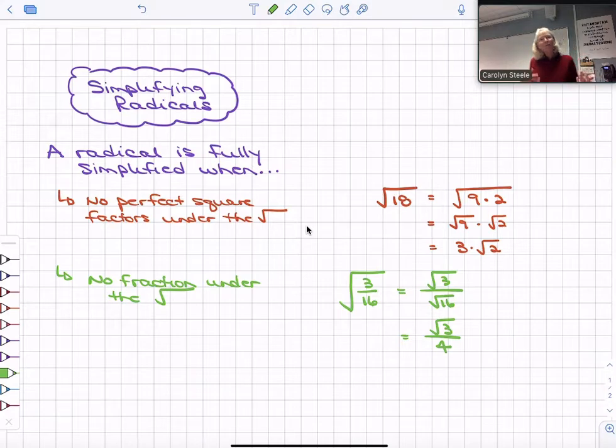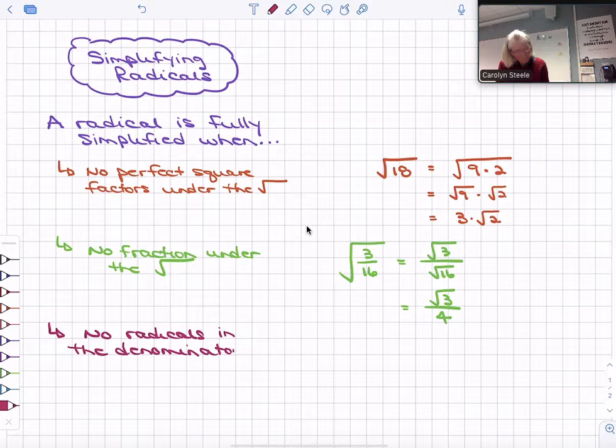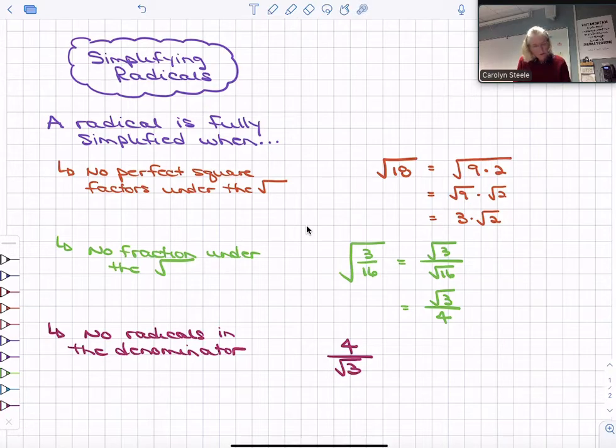Awesome. Now the last one is a little bit tricky, and it's the fact that we can't have any radicals in the denominator of a fraction. So let's look at that. So we'll say no radicals in the denominator. Let's look at an example for this. We have 4 over the square root of 3. Notice we have a radical in the denominator of our fraction.